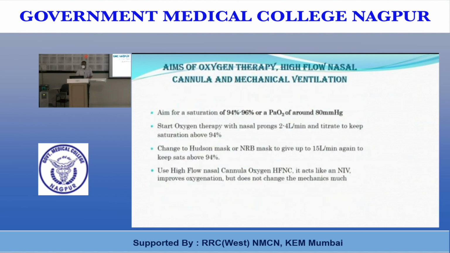So what is the aim of oxygen therapy, high flow nasal cannula and mechanical ventilation? Our aim is to maintain saturation above 94% or PaO2 around 80 millimeters of Hg. First start oxygen therapy with nasal prongs at 2 to 4 liters per minute and titrate to keep saturation more than 94%. If not possible, change to a simple mask or non-rebreathing mask and give the patient 50 liters per minute oxygen to keep saturation more than 94%. If still not possible, then use high flow nasal cannula or NIV.